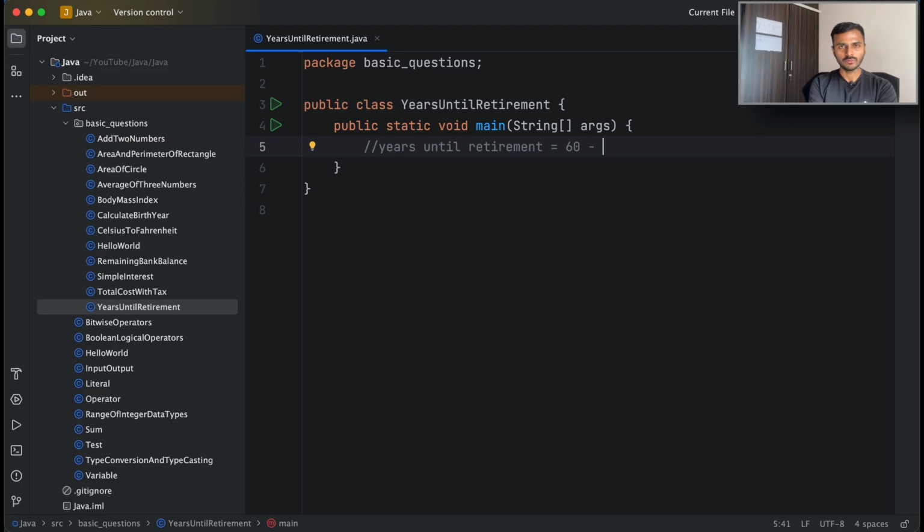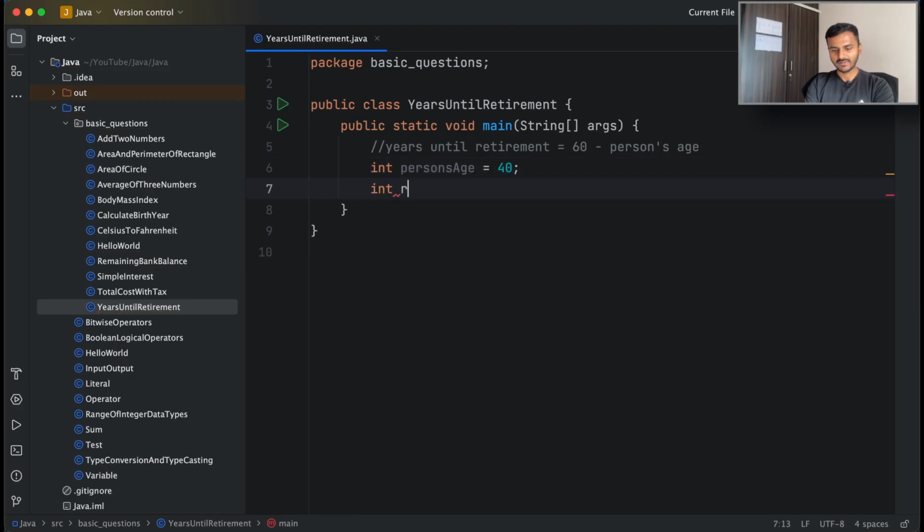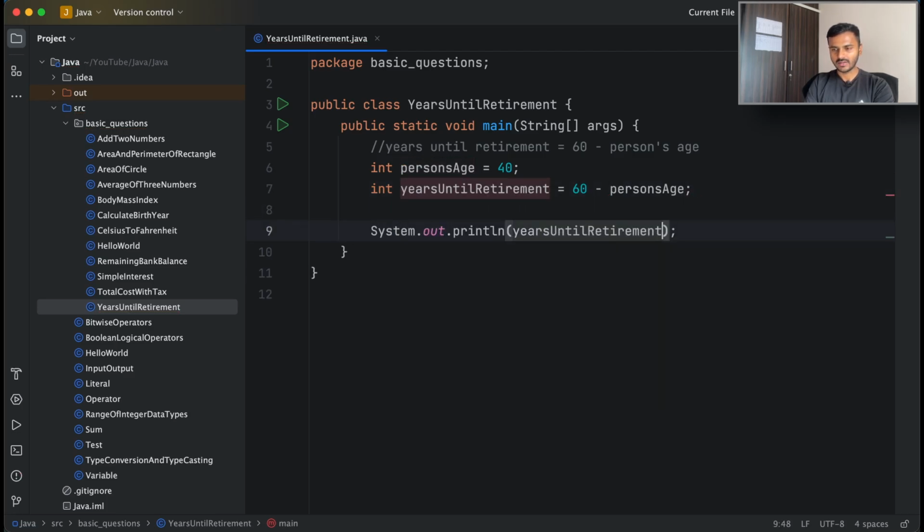And we will also need to know the person's current age. With this formula, we can find the number of years left until retirement, right? So let's go for person's age, and let's say the person's age is 40. Then the next thing we need to do is create a variable and name it yearsUntilRetirement, and we'll say 60 minus person's age. And over here, we will print the value of yearsUntilRetirement.